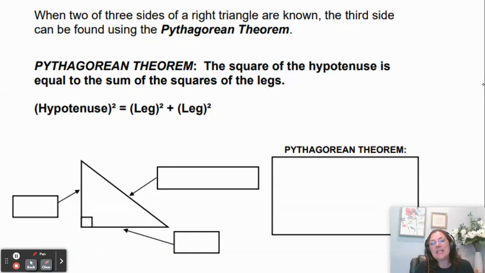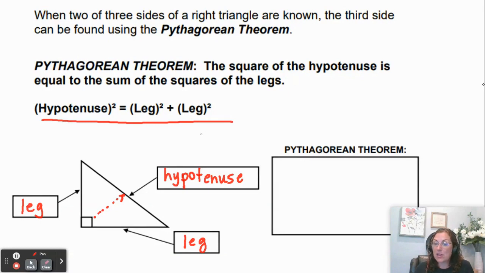Notice that the side that is opposite the right angle, that is called the hypotenuse. The other two sides are called legs. And so you can see that what our Pythagorean theorem says is that if you square the legs and add them together, you should get the same as when you square the hypotenuse.